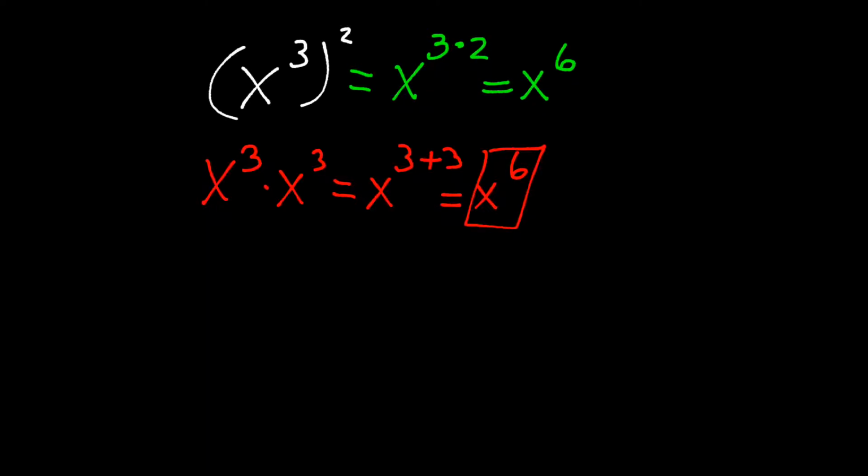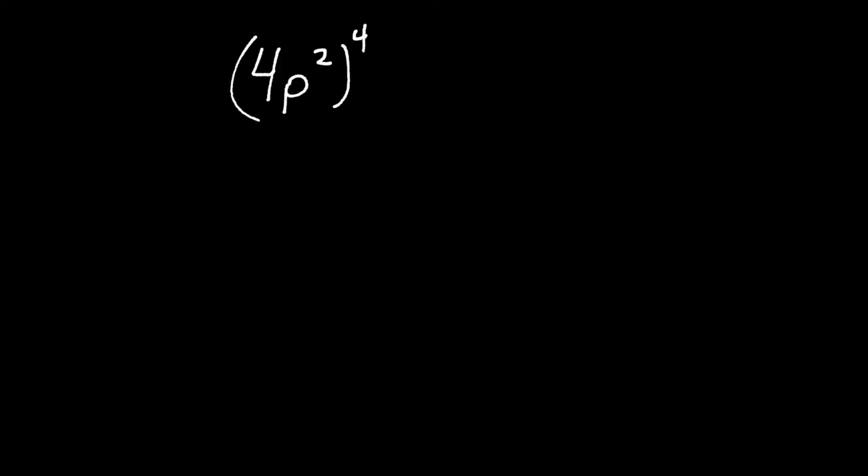Now, for the last example we're going to do, which can be a little tricky at times, what happens if we have something in front of our variable? What if we have a coefficient in front of the variable? Well, let's take a look. Here we have 4p squared, all raised to the 4th power. Now, as we saw in the previous example, we know that the p to the 2nd power is going to become p to the 2nd times 4, which is ultimately going to give me p to the 8th.